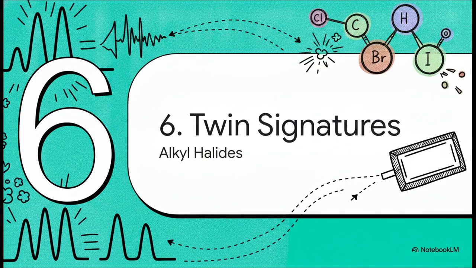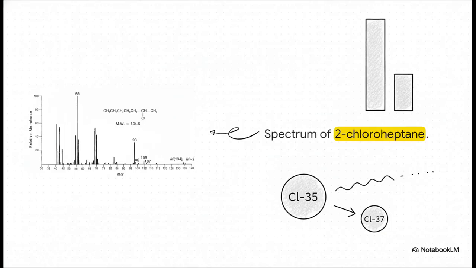Finally, Section 6, twin signatures, alkyl chlorides and alkyl bromides. If nitrogen compounds are the rule breakers, the halides are definitely the loudmouths. They offer the most visually dramatic and easily identifiable clues in all of mass spectrometry. If you check out the far right side of a spectrum for something like 2-chloroheptane, you'll see something cool.